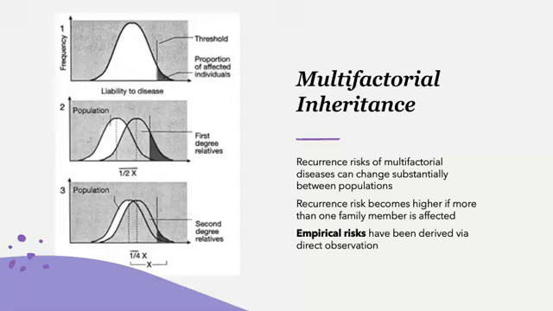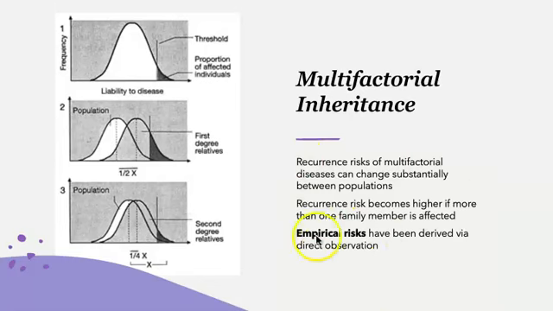And what we see is the recurrent risks of multifactorial diseases can change a lot between the different populations, because we're not really sure what environmental factors each individual is surrounded by. So the number of genes contributing to the disease could not be known. The precise alleles that are from the biological parents might not be known, and then of course the environmental factors will be different from one population to another. So that recurrent risk is going to become higher if more than one family member is affected, because there's probably a biological genetic component that is increasing that risk.